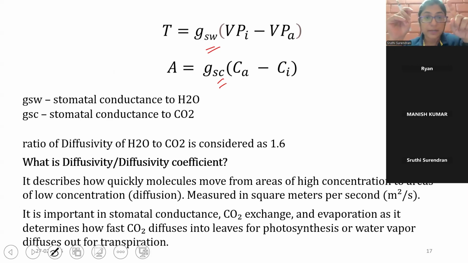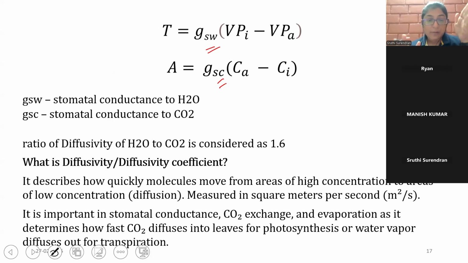Now there is only one stomata. The stomata is open, and through that stomata, water also has to go out, carbon dioxide also has to come in. So in order to take care of this process, we have to somehow standardize this stomatal conductance. We have something called the diffusivity coefficient. So diffusivity is nothing but it is describing how quickly the molecules will move from a region of high concentration to a region of low concentration.